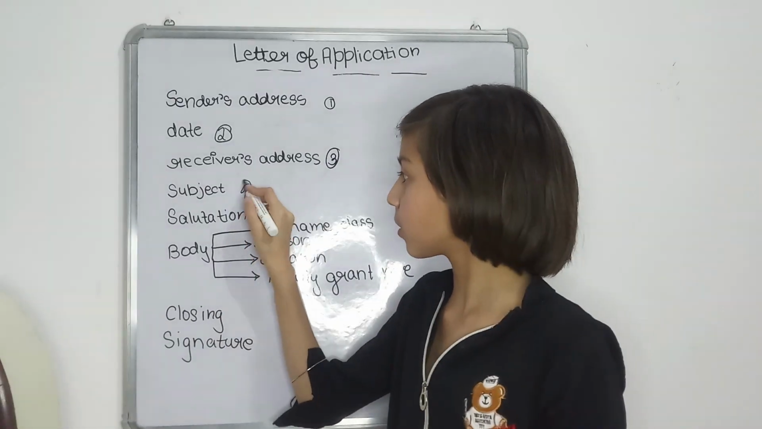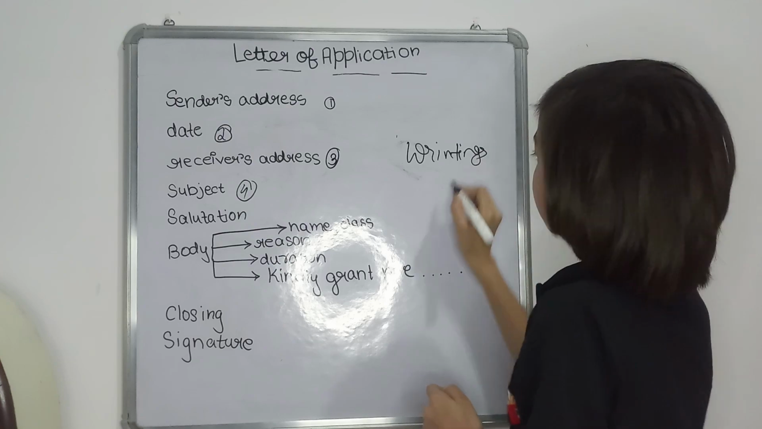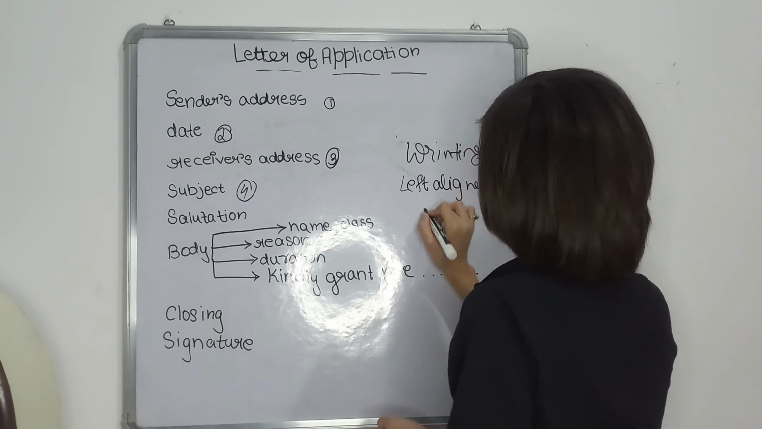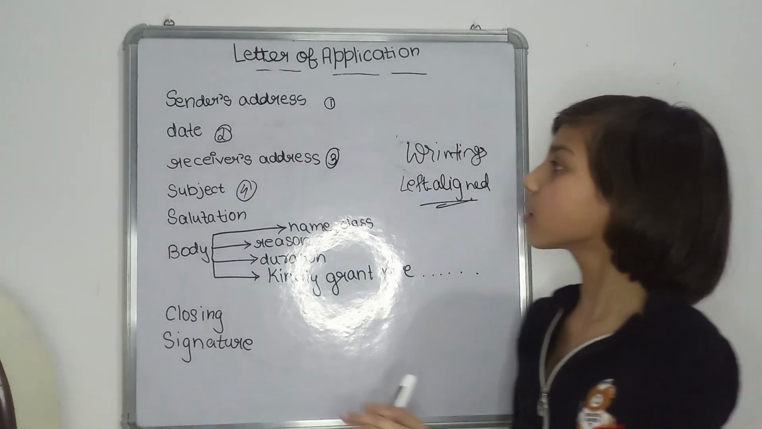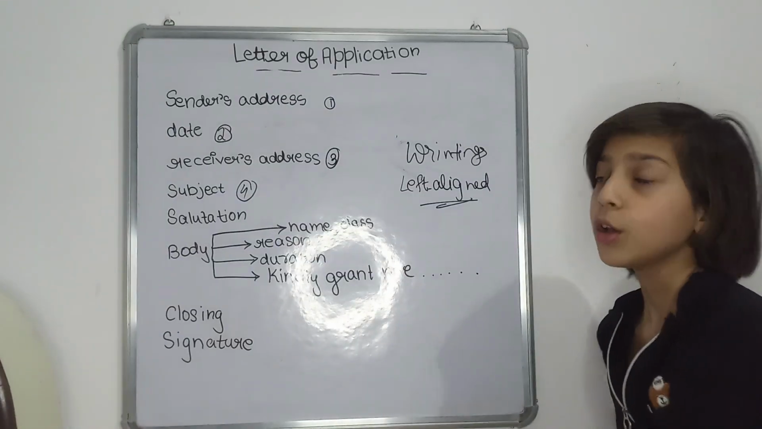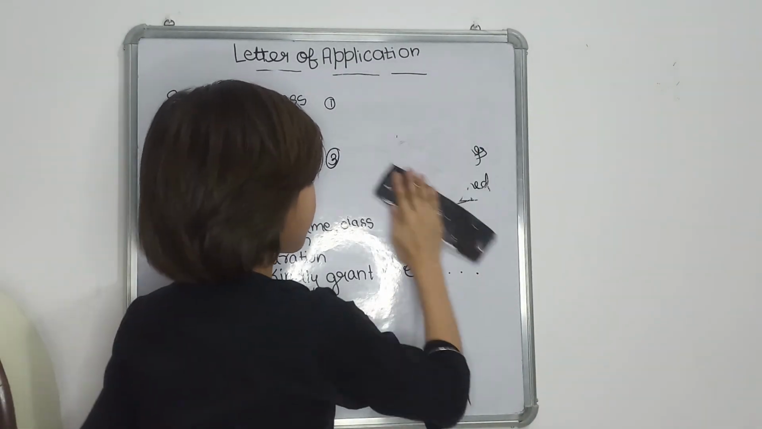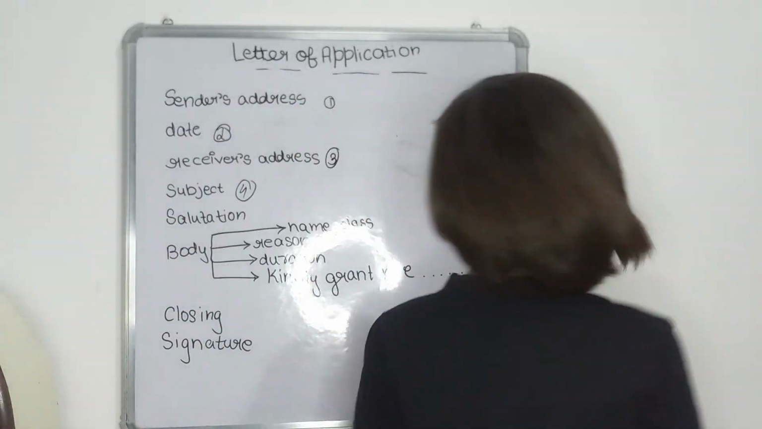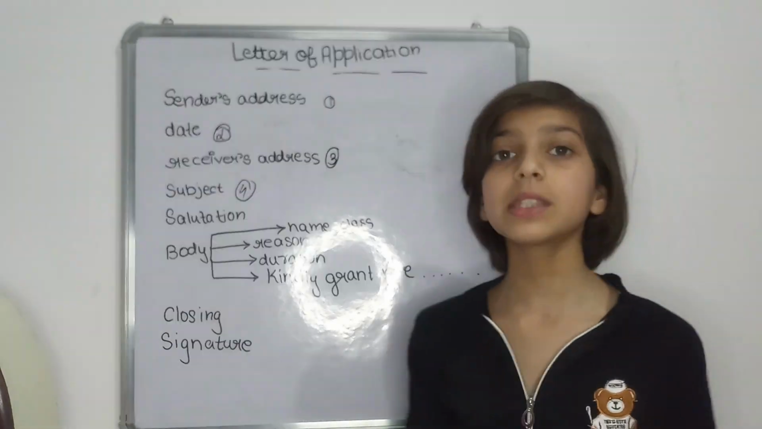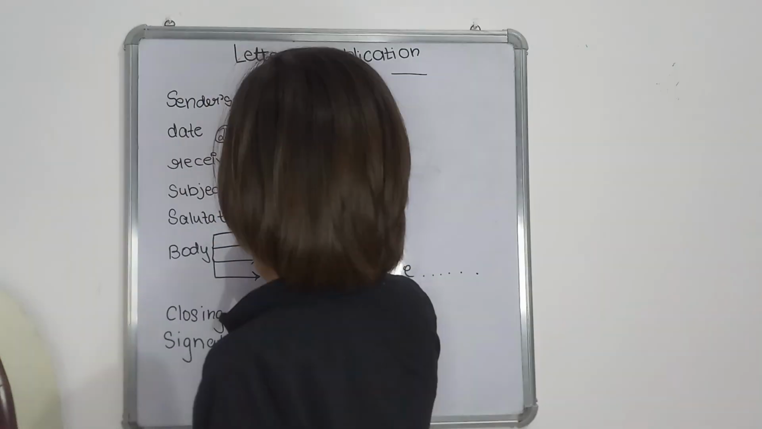Fourth is the subject. Like all other writings, this is also left aligned. In the other writings we studied, we do not use right alignment. We use left alignment, so here also we will use left alignment. So: sender's address, then date, then receiver's address, then subject. Then you need to write the salutation, which means dear ma'am, dear sir, or respected ma'am, respected sir.